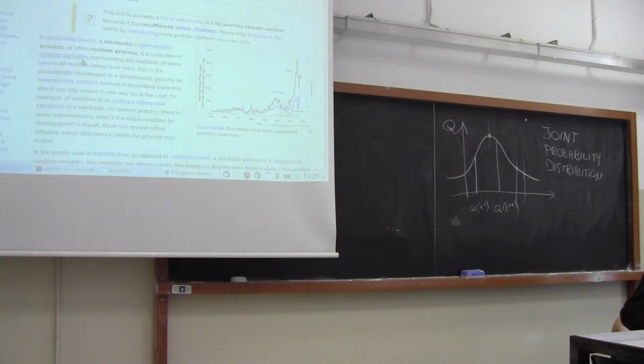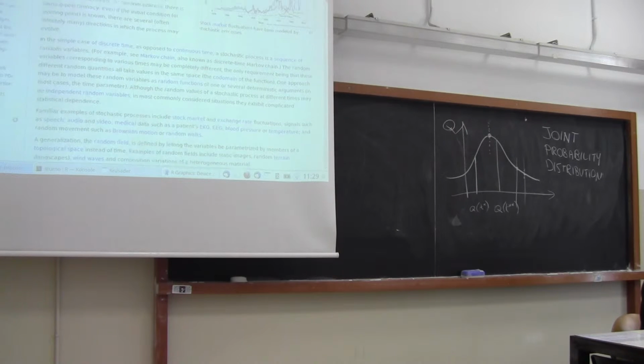You can say the evolution of some process made by random variables, random values over time. And you see here, this is the probabilistic counterpart to a deterministic process. Okay, let's forget about the continuation, but you are of course welcome to read it.